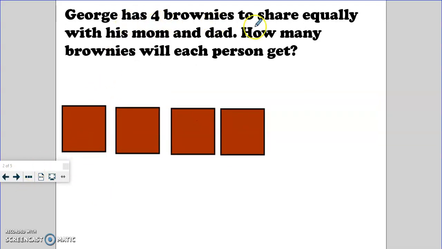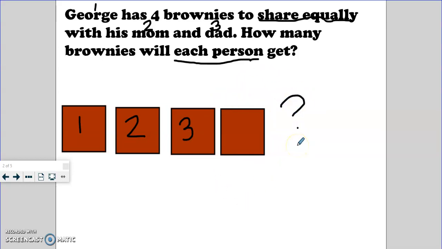George has 4 brownies to share equally with his mom and dad. So George is 1, his mom is 2, his dad is 3. He wants to share them equally. How many brownies will each person get? George gets 1 brownie, his mom gets 1 brownie, and his dad gets 1 brownie. Oh no, we have a brownie left over. What are we going to do? And our problem is 4 divided by 3 equals.